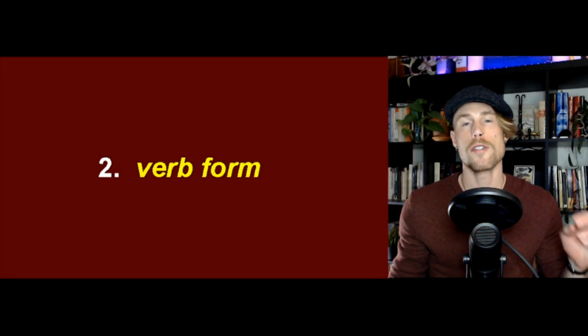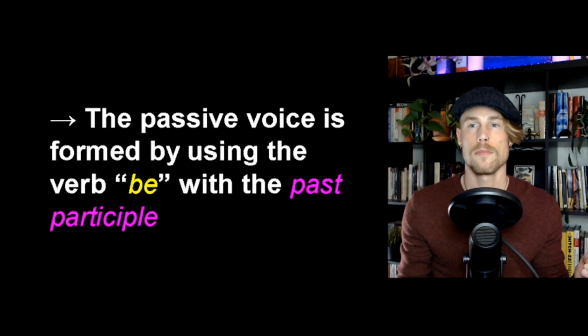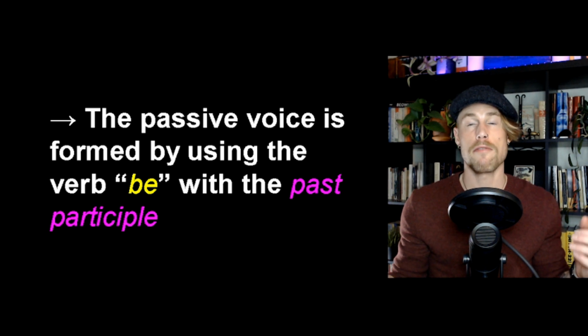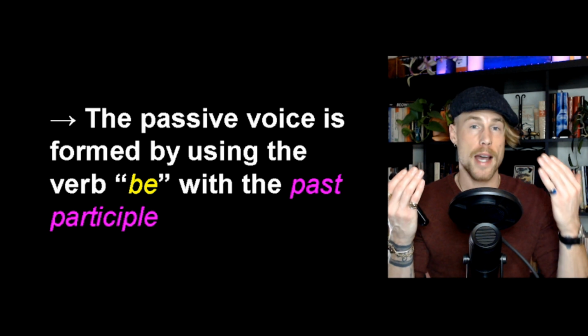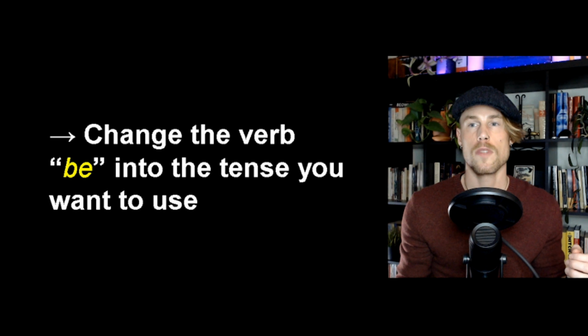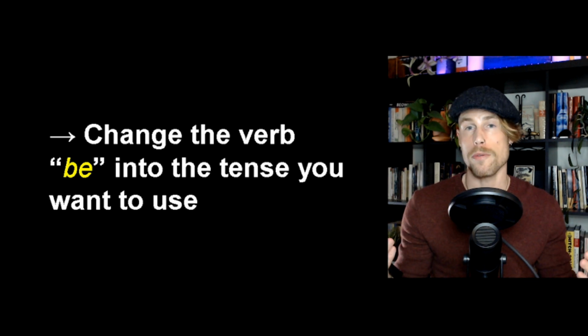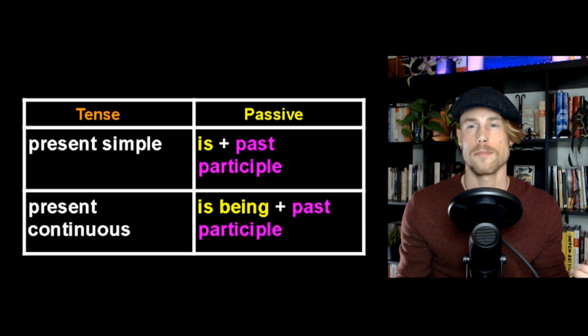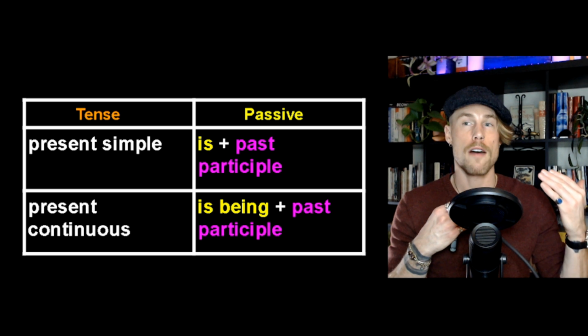Okay, number 2, let's talk about verb form. The passive voice is formed by using the verb be with the past participle. Change the verb be into the grammar tense you want to use. So on the left, we have the tense, and on the right, we have the passive.